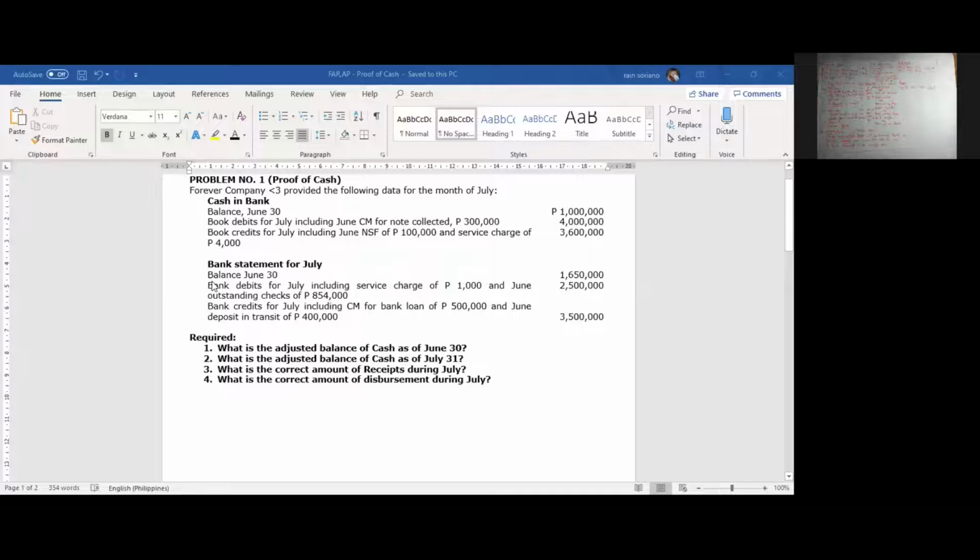Next, bank statement for July. Balance for June 30 is 1,650. Bank debits. Ano nga ulit ang bank debits? Sabi ko sa other video ko, bank debits, these are bank disbursements. Therefore, 2,500 will be put under the column of disbursements. Then bank credits are bank receipts. Therefore, the 3.5 will be put under the column of receipts.